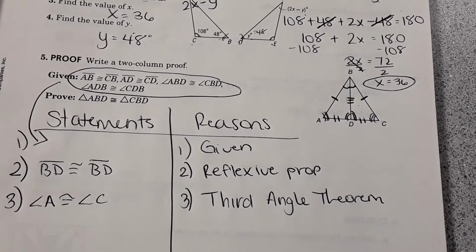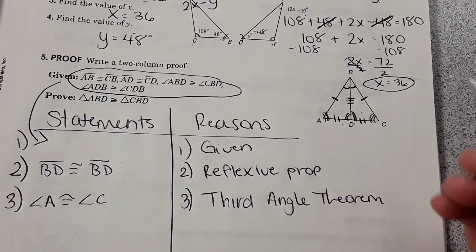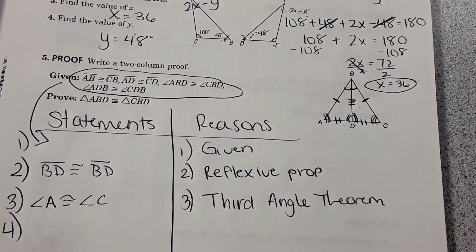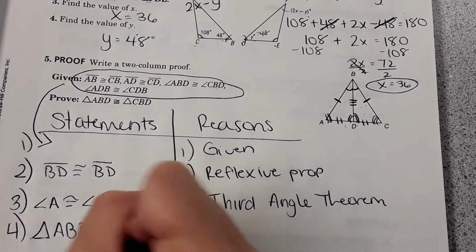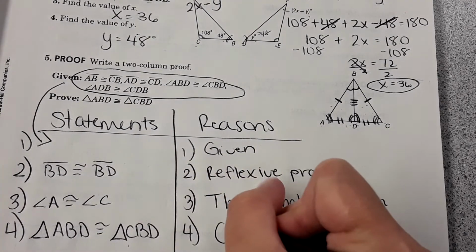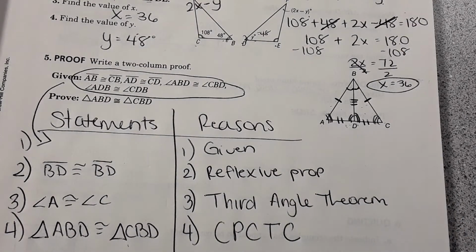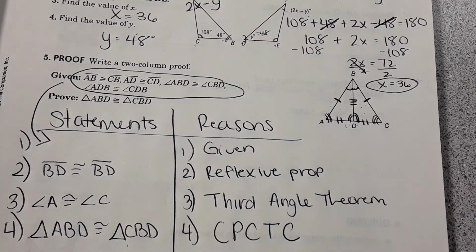So the third angle theorem said that if you have two angles that are congruent to two angles in the other triangle, then the third angle must be congruent. And then now that we have all of our corresponding parts, we can then say that triangle ABD is congruent to triangle CBD. And that would be corresponding parts of congruent triangles are congruent. So that theorem can prove that triangles are congruent. It can also prove that parts of triangles are congruent.